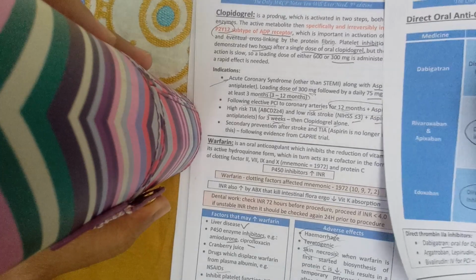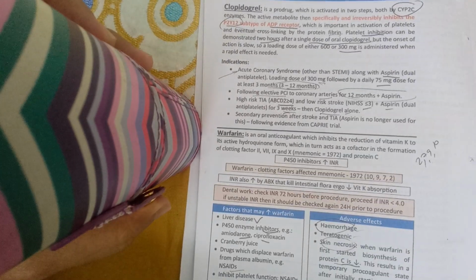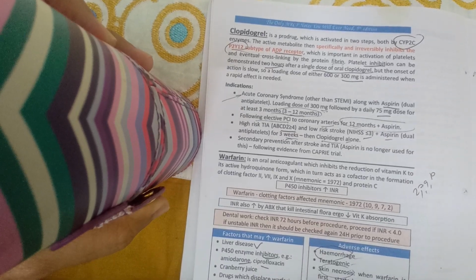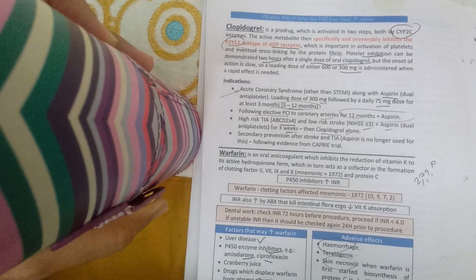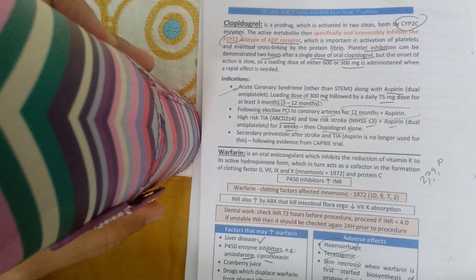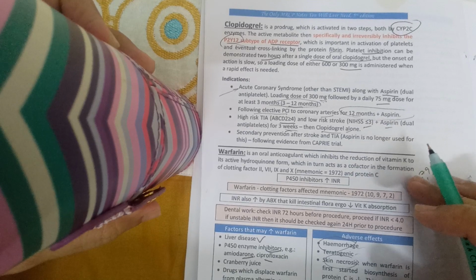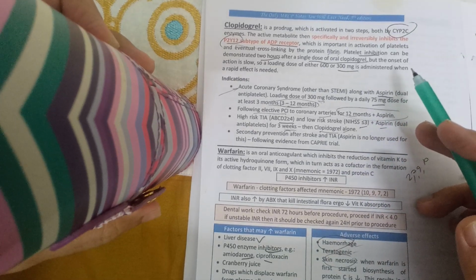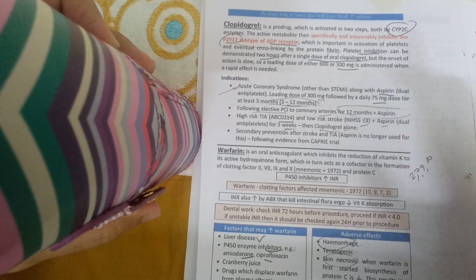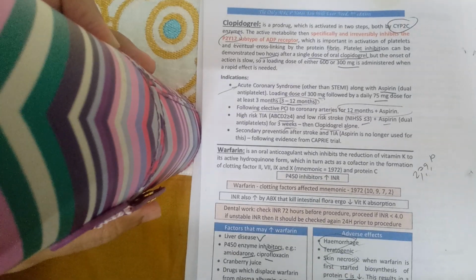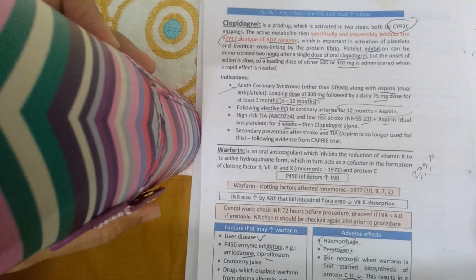So clopidogrel is basically a prodrug which is activated in two steps, both by its CYP2C enzymes. The active metabolite then specifically and irreversibly inhibits the P2Y12 subtype of ADP receptor in the platelet, which is important in activation of platelets and eventual cross-linking by the protein fibrin. Platelet inhibition can be demonstrated 2 hours after a single dose of oral clopidogrel, but the onset of action is slow. So a loading dose of either 600 or 300 mg is administered when a rapid effect is needed.